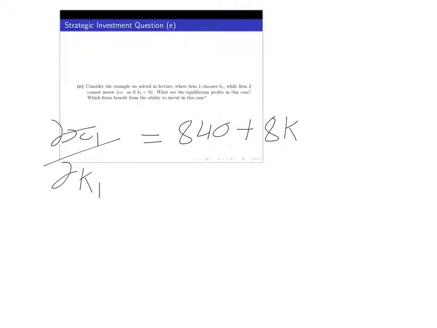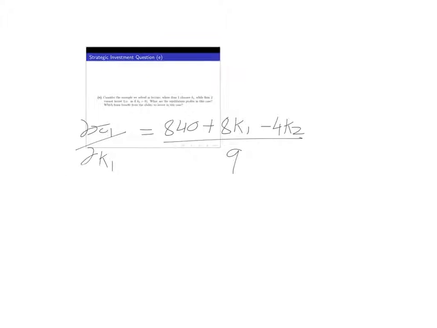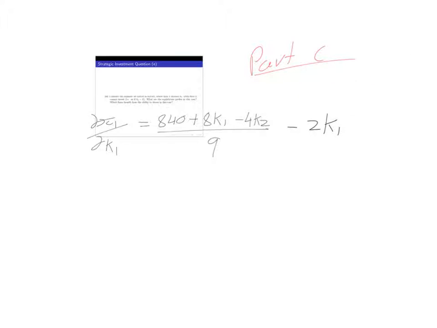So again, from part C, we had the first derivative of firm 1's profit with respect to K1 equal to 840 plus 8K1 minus 4K2 on 9, minus 2K1. So we solved that earlier in part C, right? That's where this is coming from. I'm not just pulling it out of thin air.